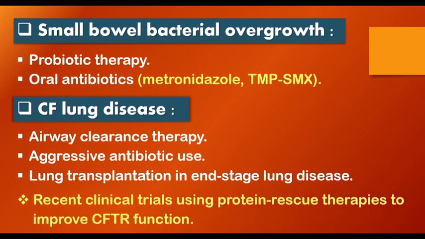And nowadays they talk about recent clinical trials using protein rescue therapies to improve the CFTR function. You remember the primary problem of cystic fibrosis is in the transmembrane conductance regulator protein that is affected by the mutation on chromosome 7. So if we deal with the primary problem by what are called protein rescue therapies, it may improve its function and allow the chloride ion to move outside the cell and prevent the buildup of thick and viscid mucus, which is the primary problem for all organs affected. But this is just recent clinical trials.